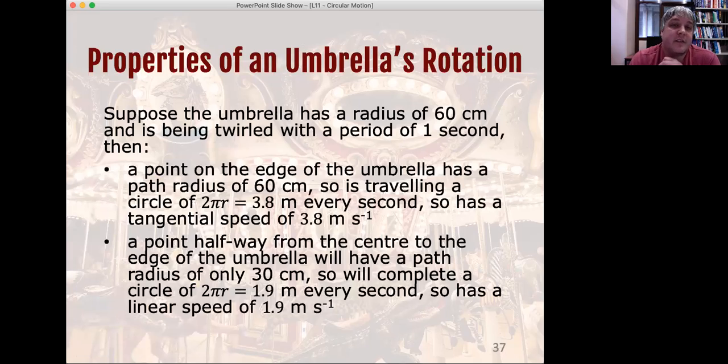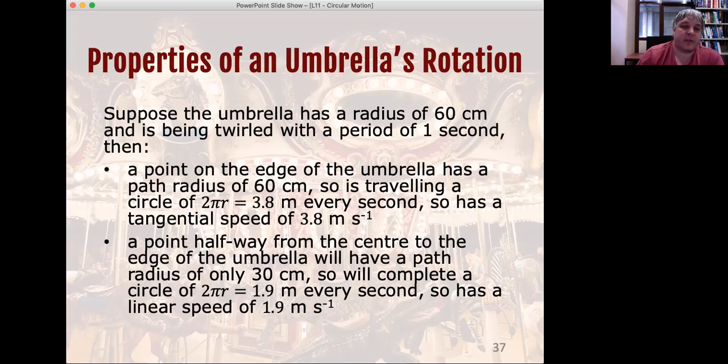Suppose the umbrella has a radius of 60 centimeters and is being twirled with a period of 1 second. So just to put some numbers to what I was just saying, to reinforce this point that all the different parts of the umbrella will be traveling with different linear speeds. A point on the very edge of the umbrella has a path radius of 60 centimeters, so it's traveling a circle of 2 pi r equals 3.8 meters every second. So it has a tangential speed of 3.8 meters per second. But a point halfway from the center to the edge of the umbrella will have a path radius of only 30 centimeters, so a path length of only 1.9 meters, and therefore a linear speed of 1.9 meters per second. So you can see that the linear speed is different, even though they're both traveling with the exact same angular speed because they have the same period.